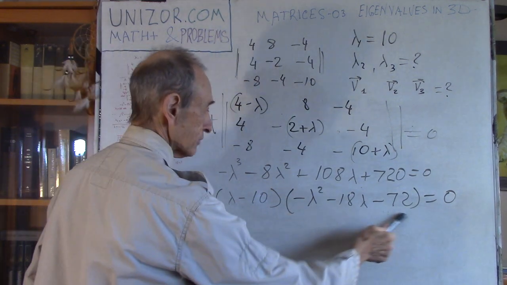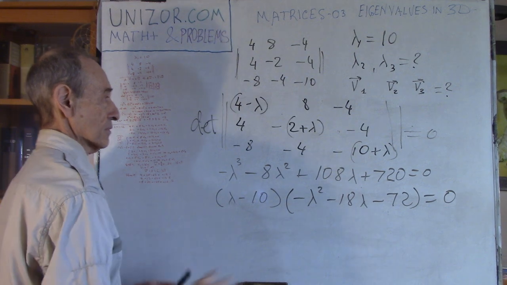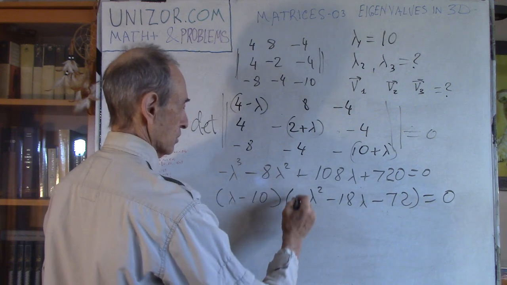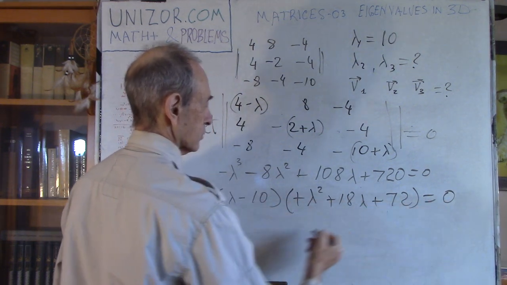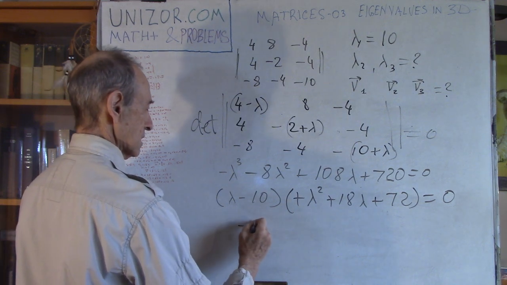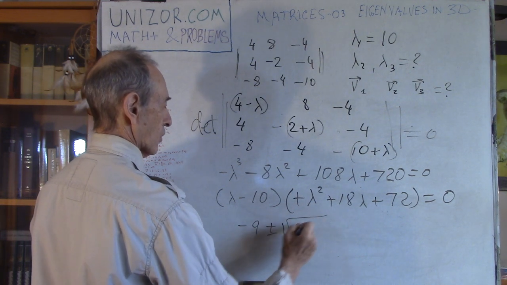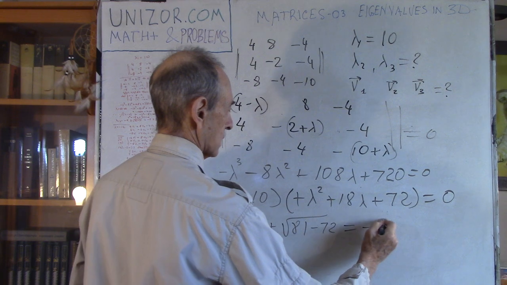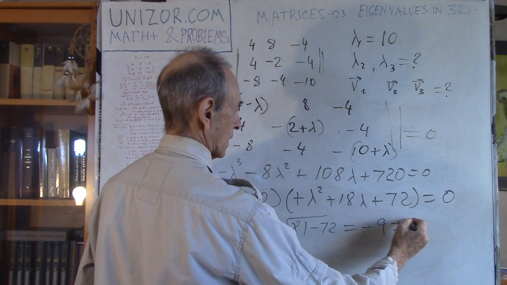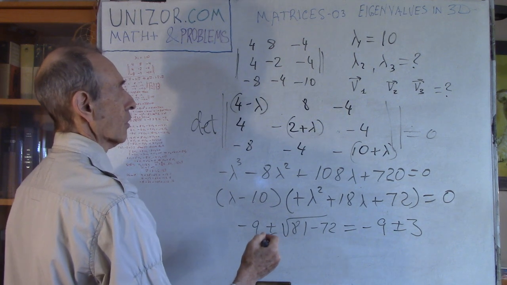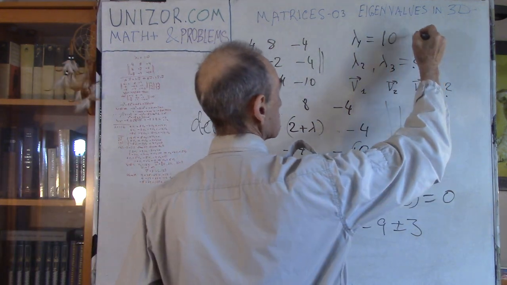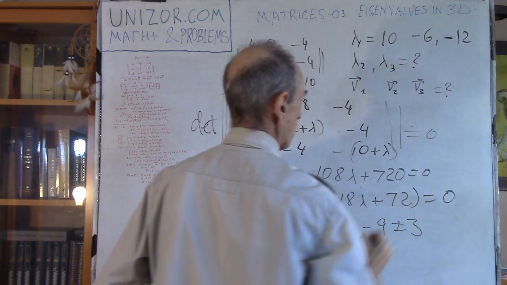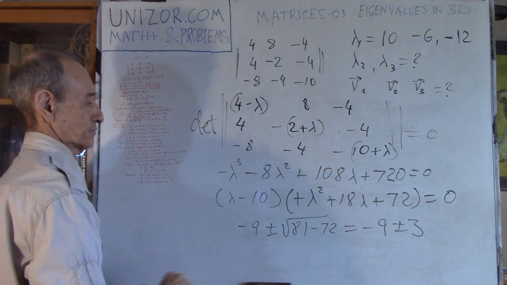So now you have to solve the quadratic equation, which is obviously much easier, and you can actually put pluses here as well. It's equal to 0, so that's kind of easier. So it's minus 9 plus minus square root of 81 minus 72. This is 9, so it's minus 9 plus minus square root of 9, which is 3. So you have two more. One is minus 6 and another is minus 12. So we found three eigenvalues. Great.